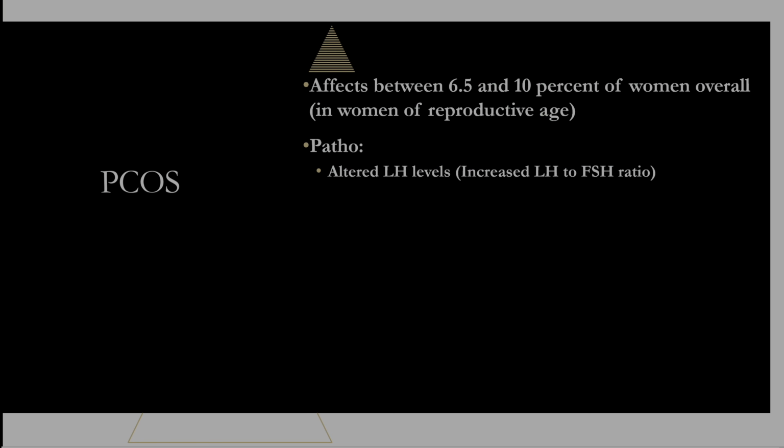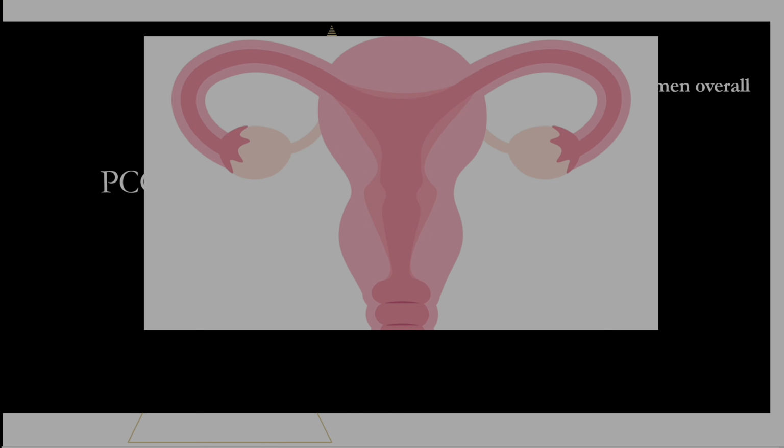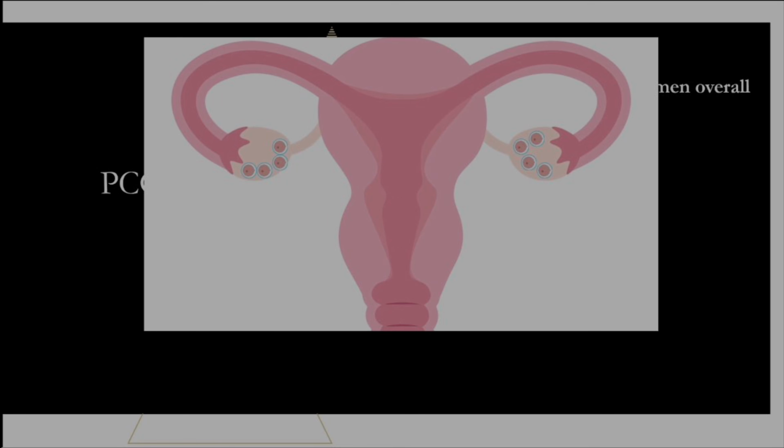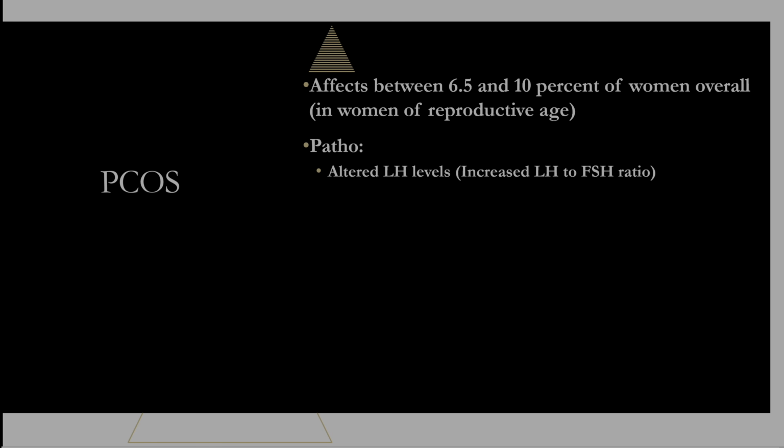These elevated androgen levels, along with the relatively lower FSH levels, which normally stimulate follicular development, impair normal follicle maturation, resulting in anovulation and an accumulation of these immature follicles in the ovary, which lead to the classic appearance we'll see on ultrasound in some patients. Okay, so remember the increased LH to FSH ratio.